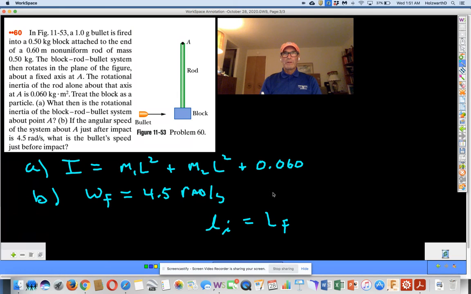I don't know if I'm going to go any more into the problem, but that's how you do it. If you think you can do it at this point, okay, I'm going to leave it up to you. This is the secret where dreams come true. Conservation of angular momentum. So the angular momentum of the bullet before is equal to the angular momentum of the bullet plus the block and rod together. All right?